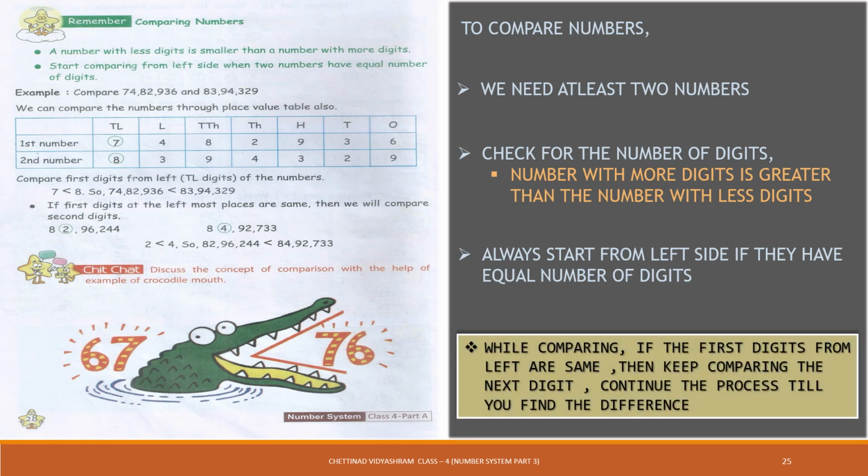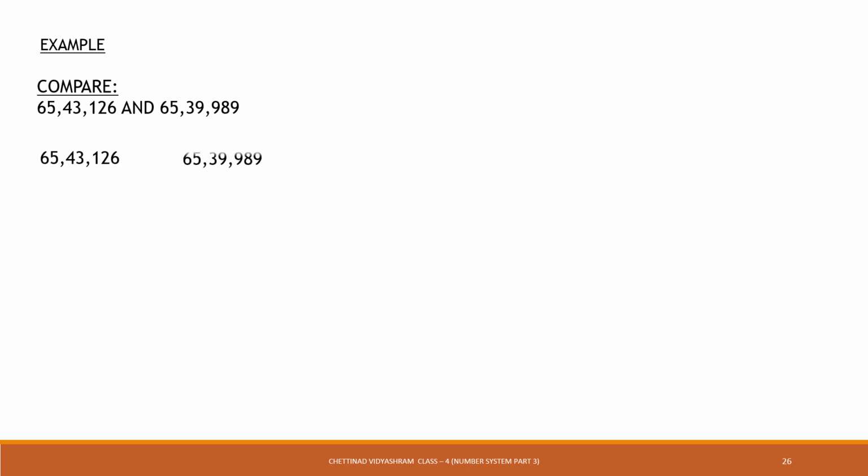While comparing, if the first digits from the left are the same, then keep comparing the next digit. Continue the process till you find the difference. Example, compare 65,43,126 and 65,39,989. Now check for the number of digits.